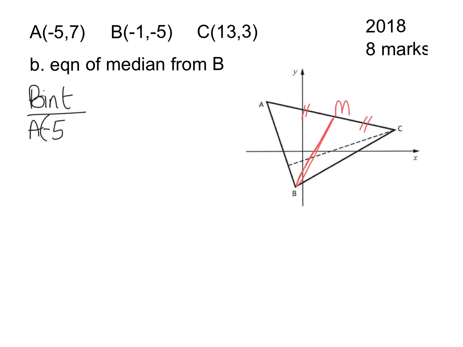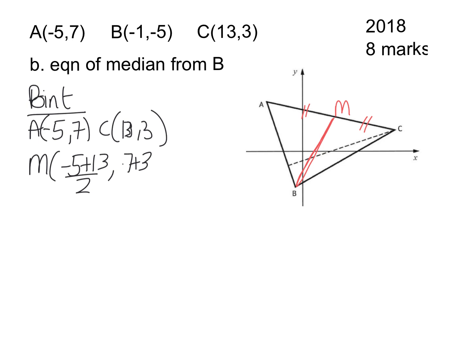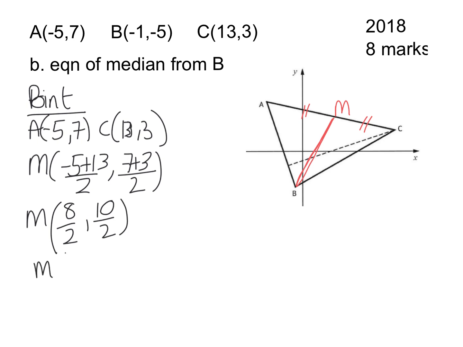So I'm just going to write out my coordinates for A and C so that I don't accidentally use B. So my midpoint will be minus 5 add 13, half it, 7 add 3, half it. Which gives me, oh my goodness, minus 5 add 13 is 8/2. Sometimes it's the simplest stuff that gets me. And then 10/2. Simplify this down, that gives me 4 and 5. So my point I'm using is 4, 5.